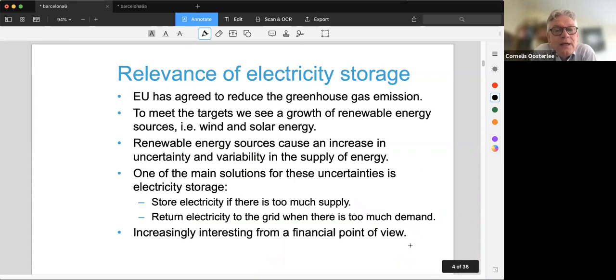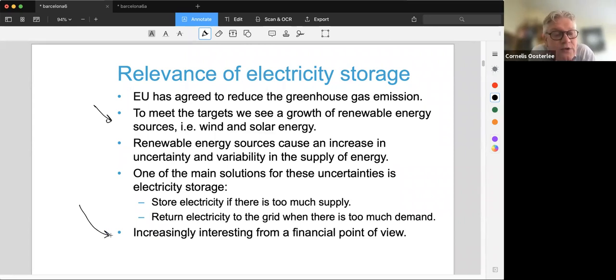So to meet the targets, we see a growth of renewable energy sources like solar and wind energy, right? And then they cause an increase in uncertainty, because when the wind doesn't blow, we have to do something, and there's a variability in the supply of the energy. And one of the solutions for all these uncertainties is considered to be electricity storage. So you store electricity when there's too much supply, and you return electricity to the grid when there's a lot of demand. And nowadays, this is also increasingly interesting from a financial point of view.